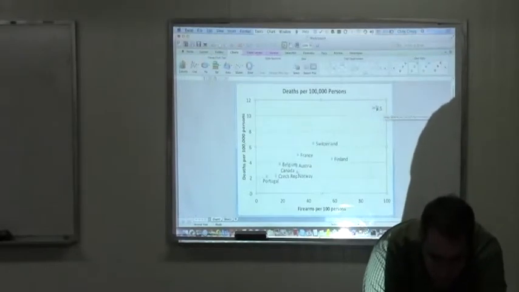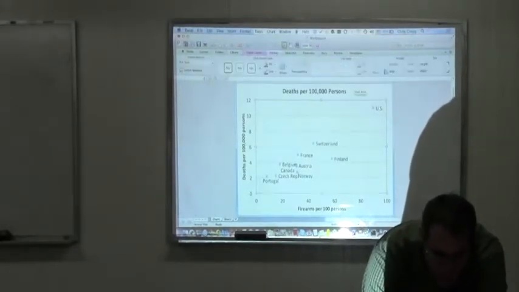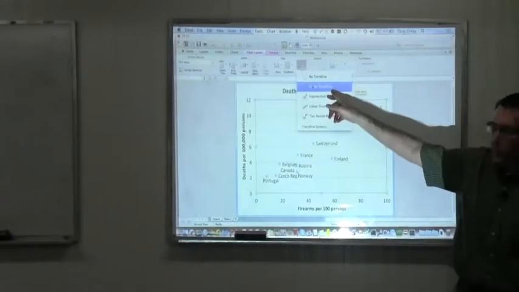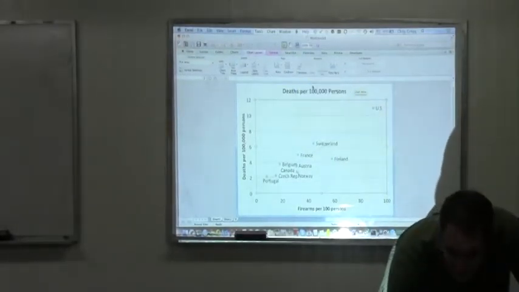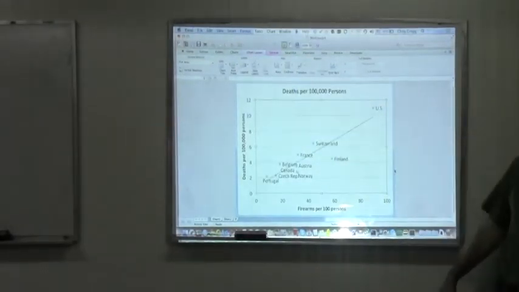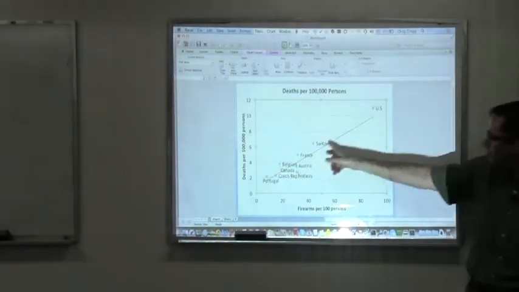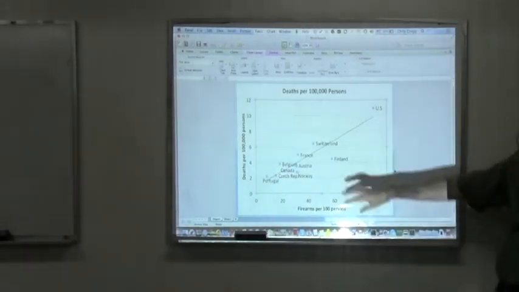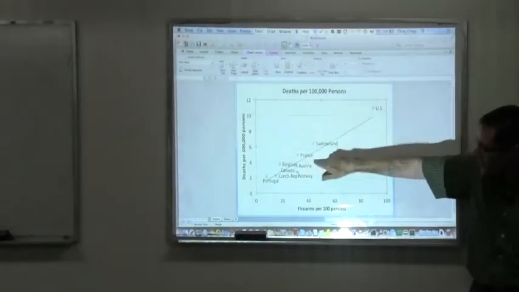Okay, so then what you can do is also do what's called a trend line. And that's exactly what we're doing, a linear trend line here. And we'll actually put a nice little line. That's your best fit line right through there. Pretty good positive correlation right there, right? But then again, the data points are all over the place.